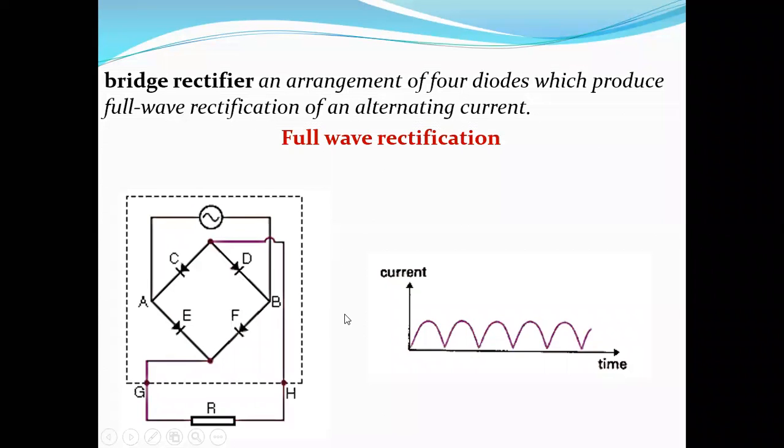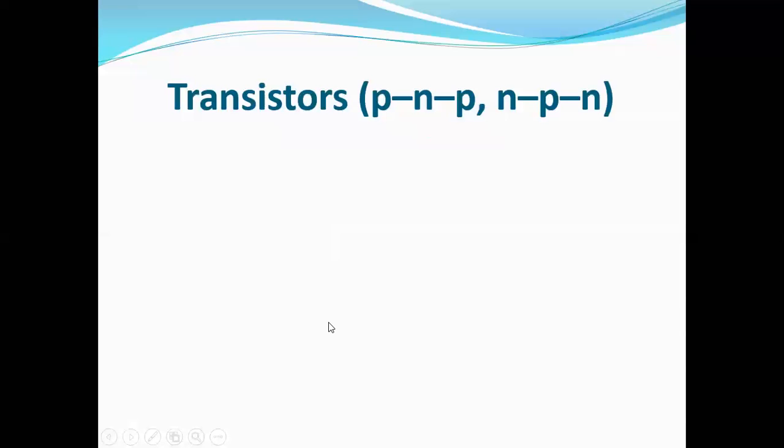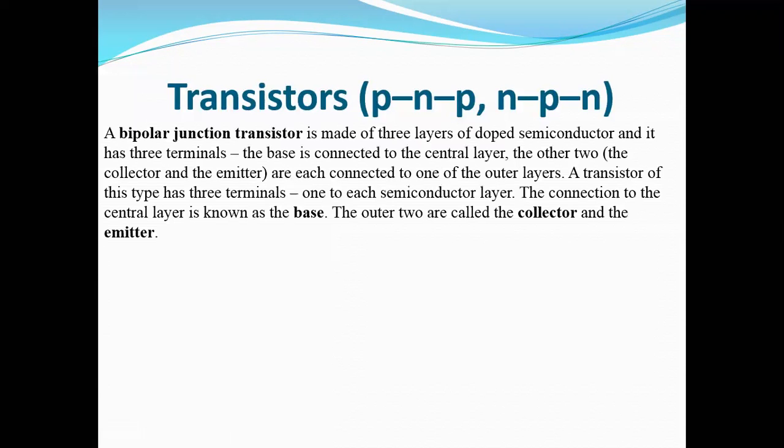Okay. So now let's start the transistors. We have 2 types of transistors. We are going to learn about them: PNP and NPN type transistors. So a transistor has 3 layers of doped semiconductor, and it has 3 terminals. The terminals are called base, emitter, and collector.